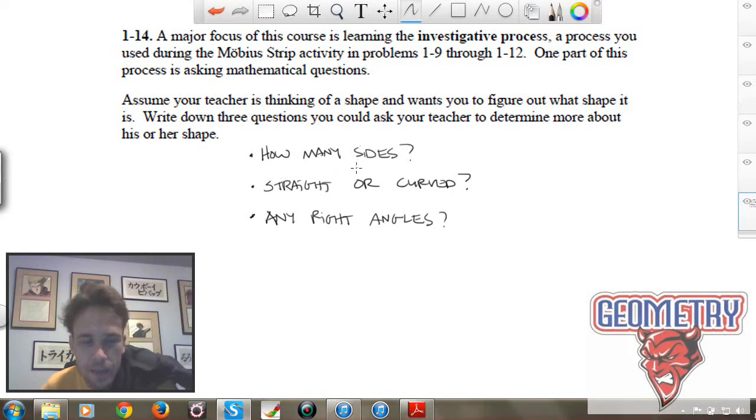How many sides, that would tell us what type of polygon it was. If it was a triangle or a quadrilateral or anything beyond that. Straight or curved, that would tell us if it's a polygon or if it's something like a semicircle or a circle or a cone-shaped type of object. Any right angles, if we knew the number of sides and if we knew the type of angles that were in there, that'd be good. Another thing we could ask would be if there's any parallel sides.